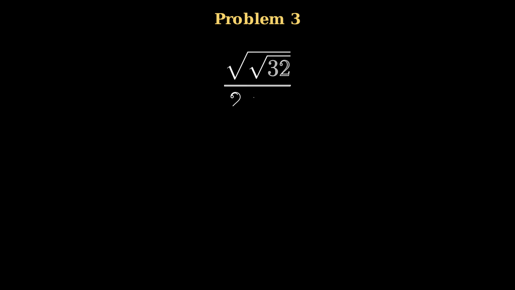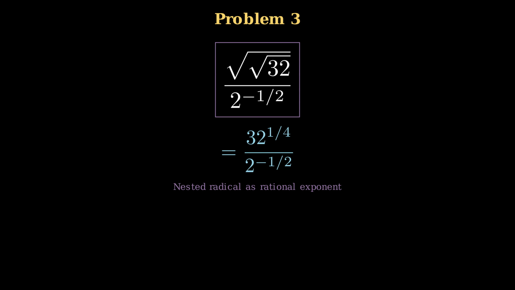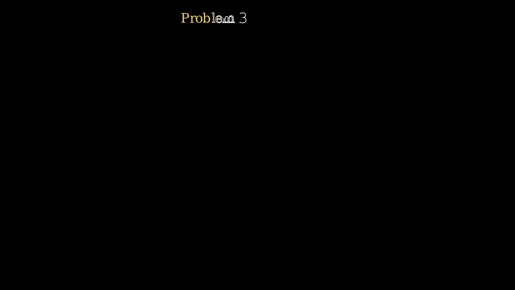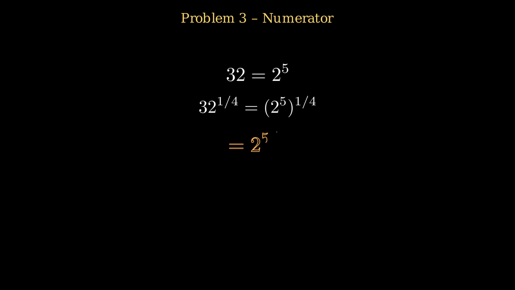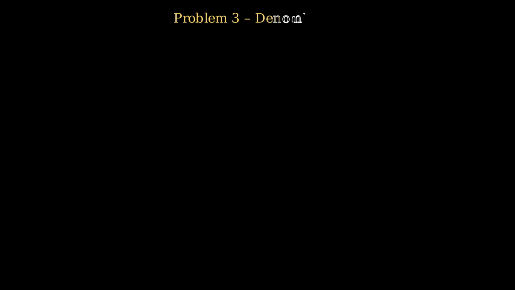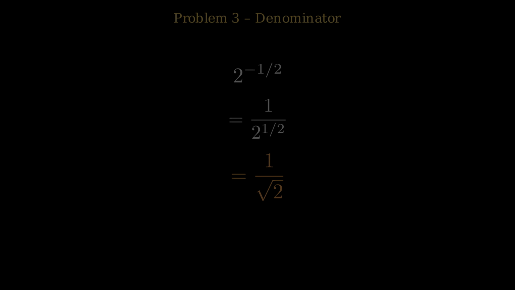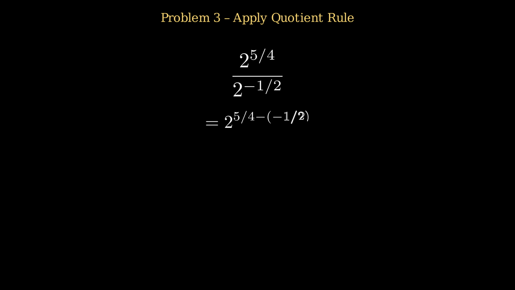Problem 3. Simplify. Fourth root of 32 divided by 2 to the negative 1/2. 32 is 2 to the 5th. So 32 to the 1/4 is 2 to the 5th times 1/4, which is 2 to the 5/4. For the denominator, 2 to the negative 1/2 is 1 over 2 to the 1/2, or 1 over root 2. Now divide. 2 to the 5/4 divided by 2 to the negative 1/2. Using the quotient rule, we subtract exponents.